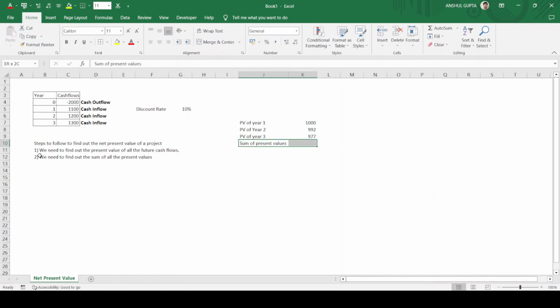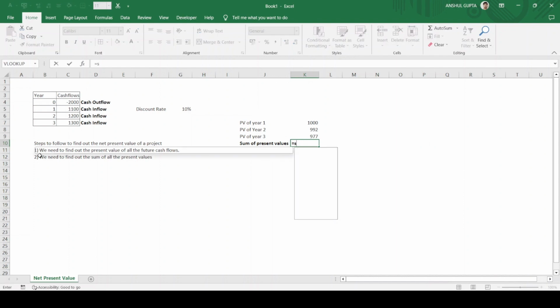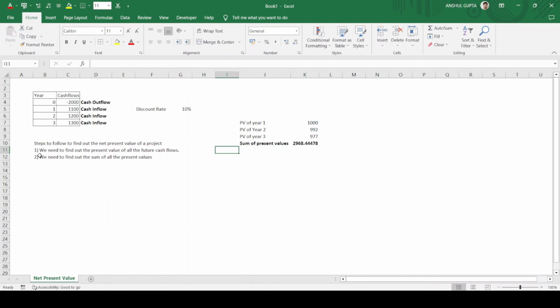Let's make this bold. And the sum, for the sum, we can basically use the sum formula, that is equals to SUM. Start the bracket, select the three values of which we need to find the sum, press enter. So this is our second step.